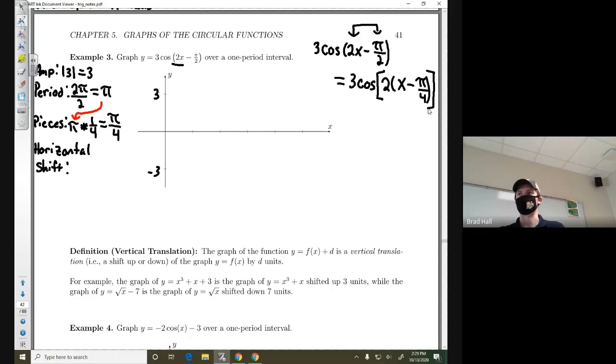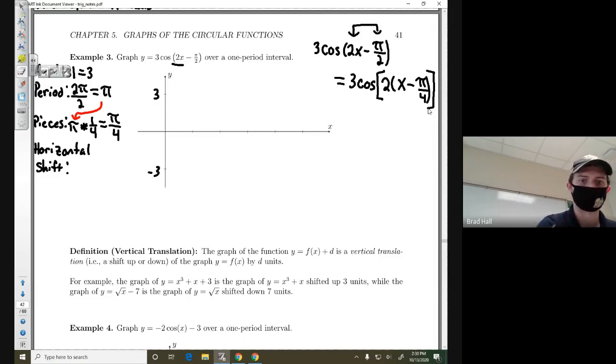So to check your work, you can always just distribute back in. 2 times x is 2x, and 2 times negative pi over 4 is negative pi over 2. So you can always just do that to make sure you factor out correctly. But notice now we have a number subtracting the x directly. That's what a horizontal shift is.